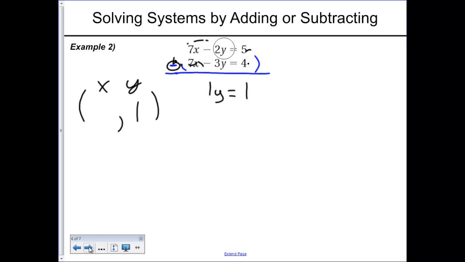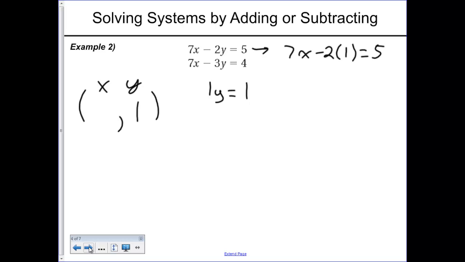So how do we go back and solve for x? Pick one of the equations to substitute y in for. It doesn't matter which one. I'll choose the top one. So I have 7x minus 2 times the 1 for y is equal to 5. 7x minus 2 is equal to 5. 7x is equal to 7, x equals 1. So the solution to this system was 1, 1.